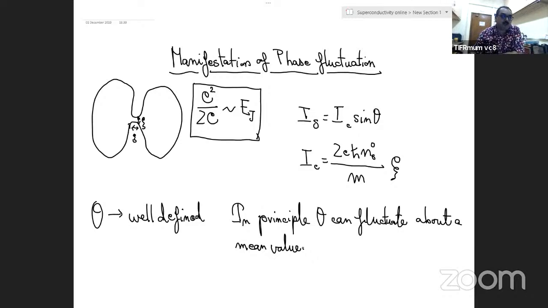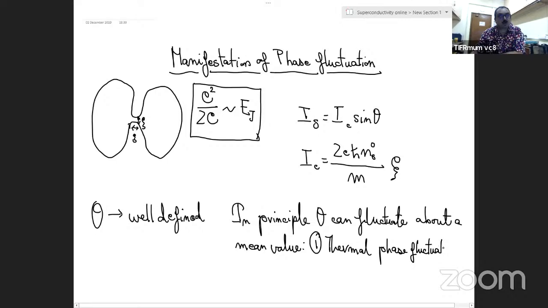Now why would it fluctuate? As it so happens, and this is what we will be deriving now, there are two origins for that. The first origin is of course thermal, so you have thermal phase fluctuation. And the second effect, which is more complicated, is quantum phase fluctuation.